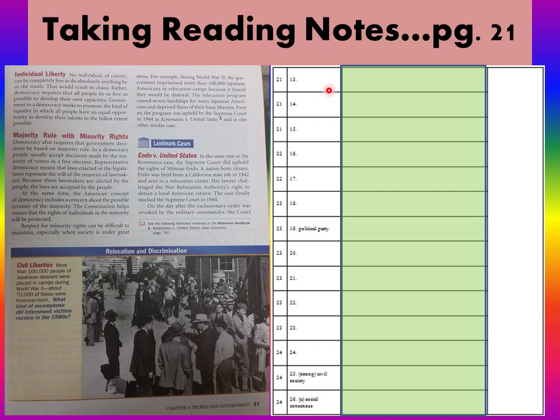So number 13, individual liberty. This sentence right here, all people be as free as possible to develop their own capacities. That is what I would put over here as what individual liberty means. It doesn't mean that you can do whatever you want.